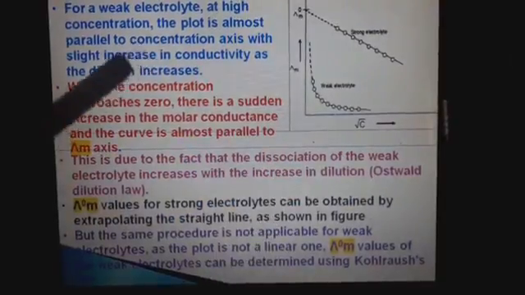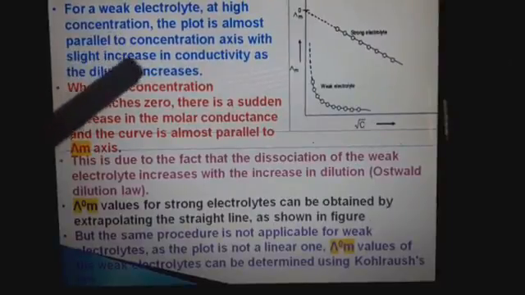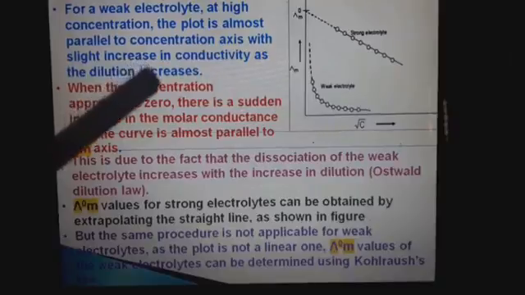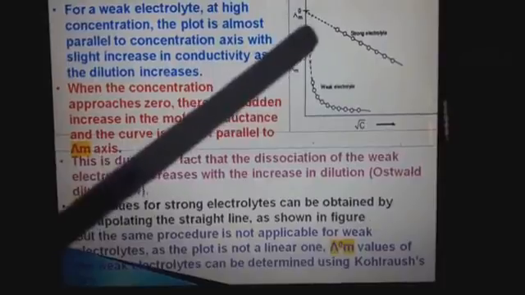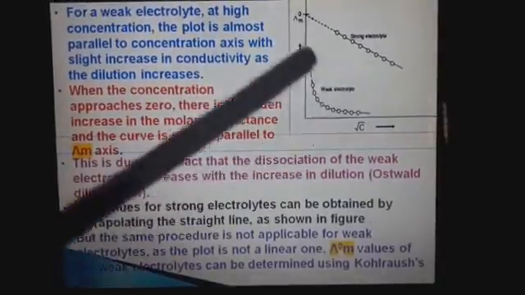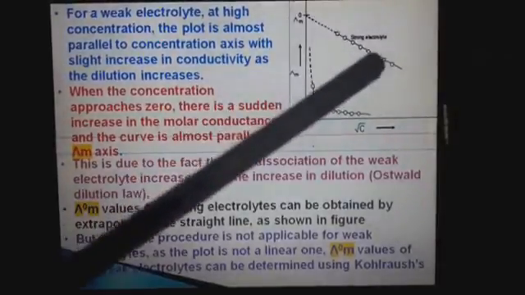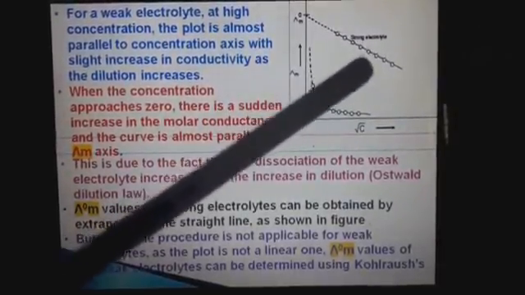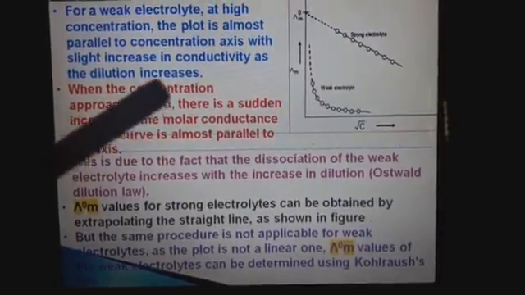For a weak electrolyte at high concentration, the curve is almost parallel to the concentration axis. Parallel to the concentration axis means this is the axis. For any weak electrolyte at high concentration, plotting the lambda m value against root C, a straight line will appear. This is the strong electrolyte. The conductivity increases as dilution increases.